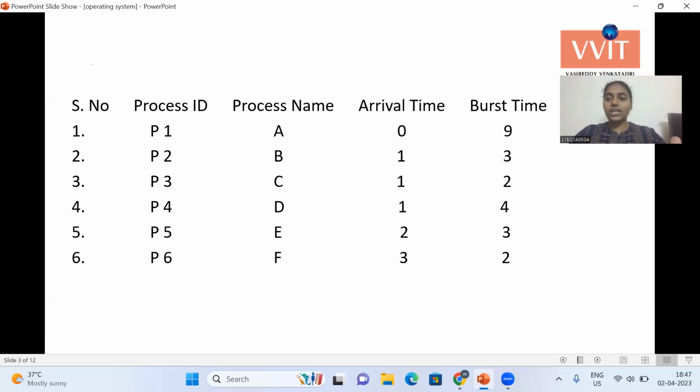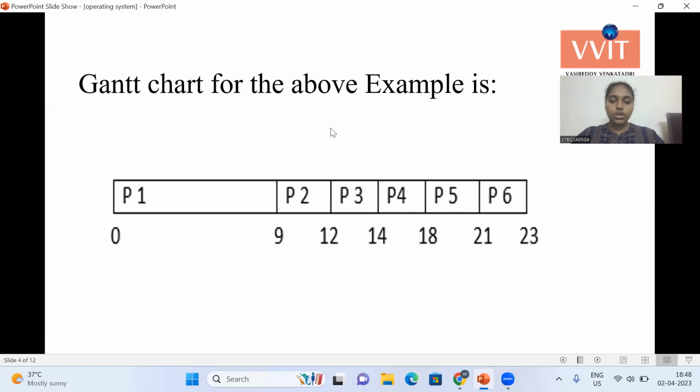Among those arrival times, the next minimum arrival time is 1. Here we have 1 for three processes, but we will consider the first one, that is P2. P2 burst time is 3, so it completes its execution when it reaches 12, that is 9 plus 3. That is the burst time of P1 plus the burst time of P2. So for P2 it is 9 to 12.